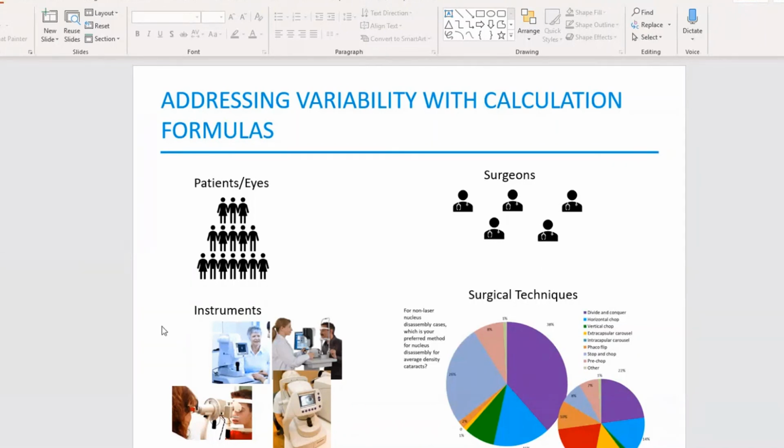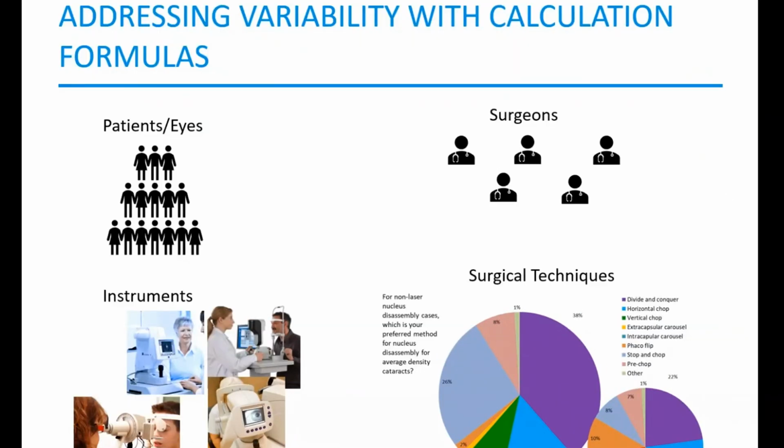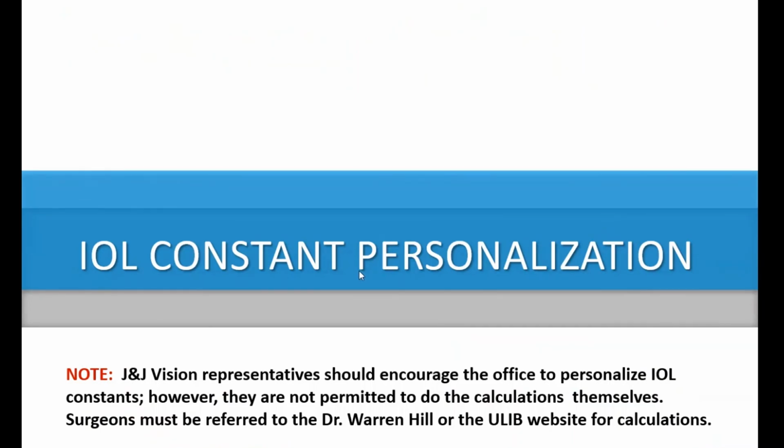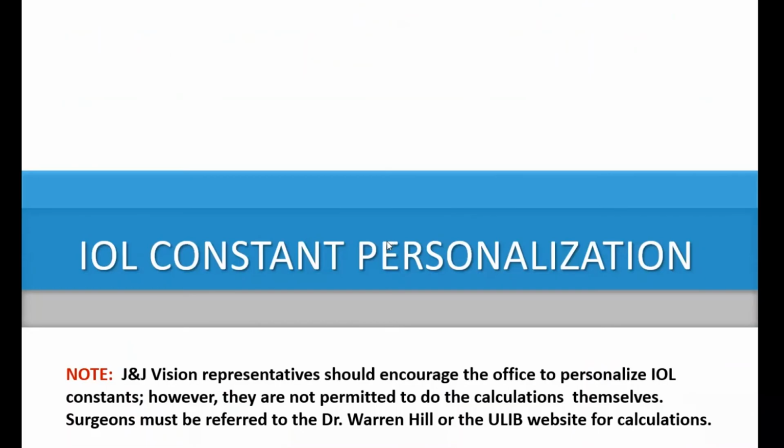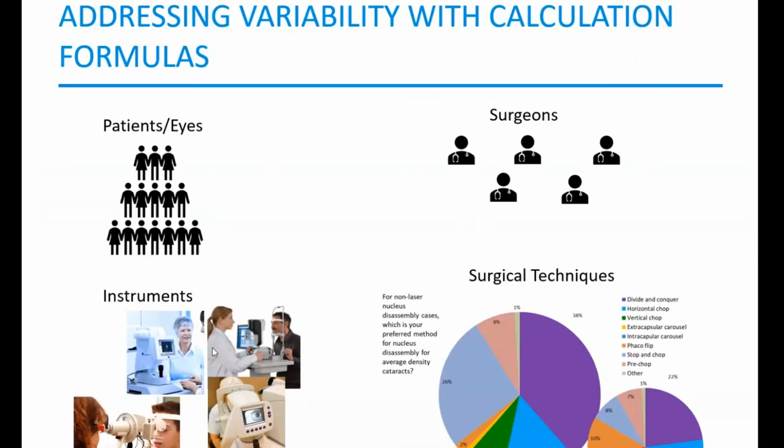So the only way that is done to account for these differences is what we call lens constant personalization. This is where personalization of the lens constant comes in, to be able to account for the differences in instruments, surgical techniques, and different surgeons. Different surgeons, different instruments, and surgical techniques can result in a slightly different lens constant, and that needs to be personalized. And by doing that, we can get much better accuracy, because by using a personalized constant, it can account for the variations in the different instruments or the techniques the surgeons are having.